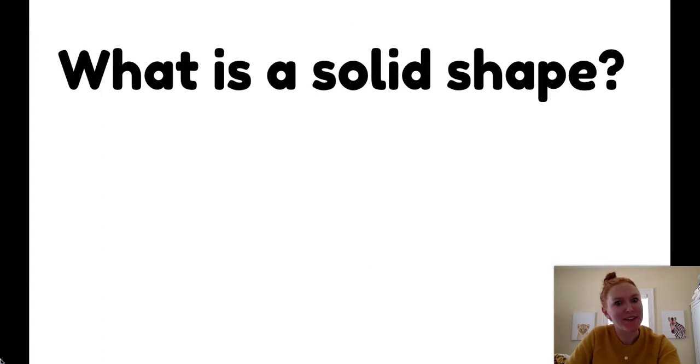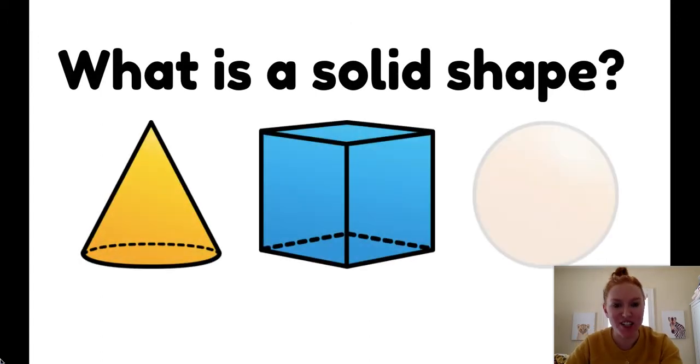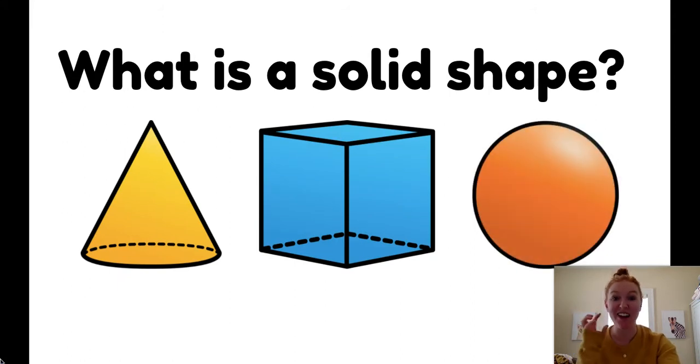You might be asking yourself, what is a solid shape? Well, let me tell you. Solid shapes look like this. They are shapes that you can hold in your hand. So like a circle is flat. I can't hold that in my hand. A square is flat. I can't really hold that in my hand, but I can hold these shapes.